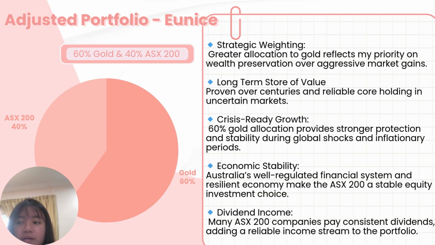In contrast, I've allocated a greater portion of my portfolio to gold as wealth preservation is my primary concern. Gold provides stability, particularly during market downturns, acting as a safeguard in uncertain times. With 60% of my portfolio in gold, I am better positioned to weather global economic shocks, inflationary pressures, and other financial crises.